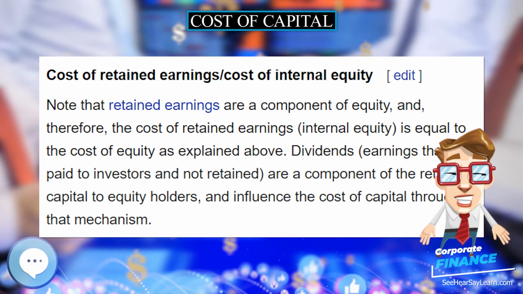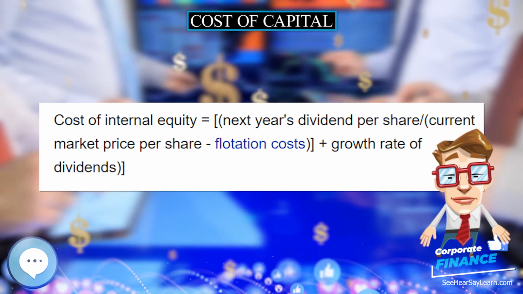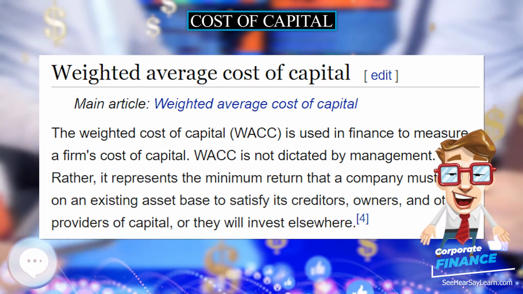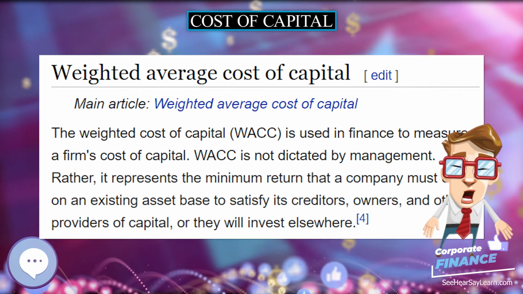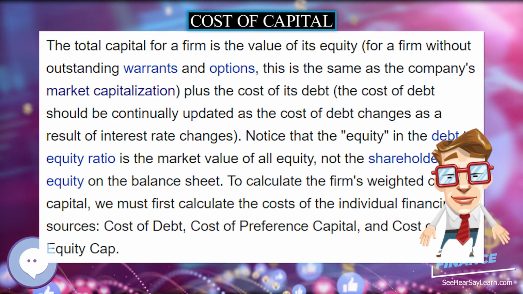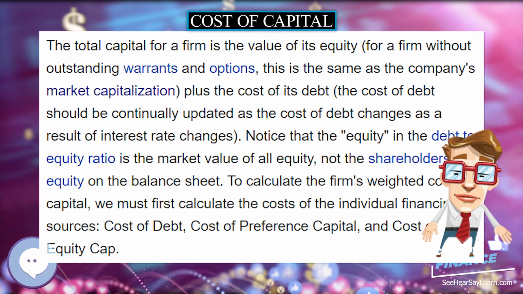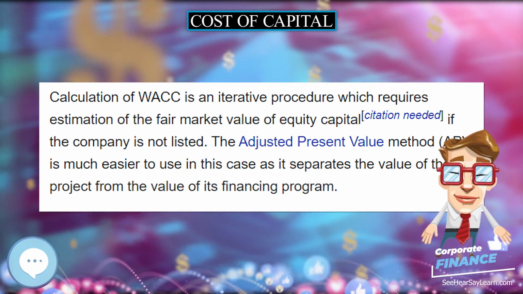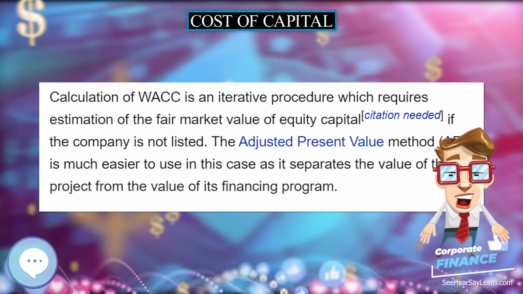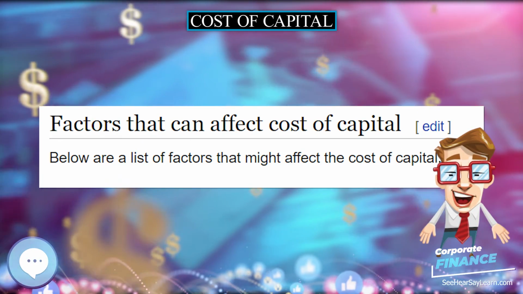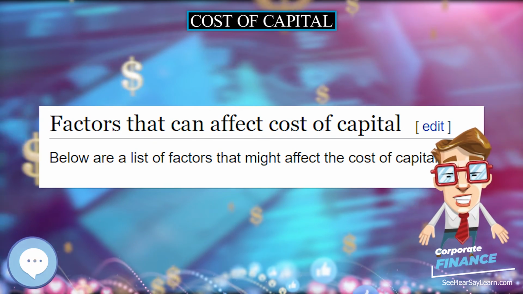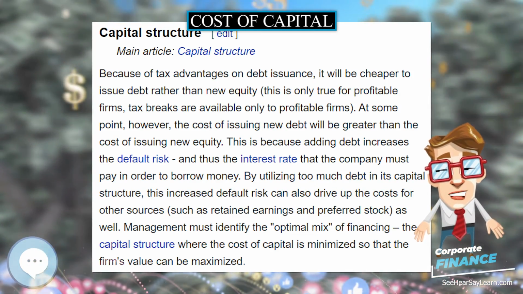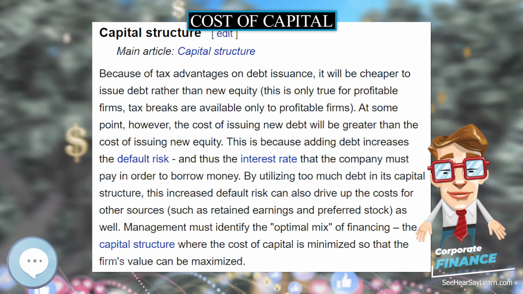To calculate the firm's weighted cost of capital, we must first calculate the costs of the individual financing sources: cost of debt, cost of preference capital, and cost of equity capital. Calculation of WACC is an iterative procedure which requires estimation of the fair market value of equity capital if the company is not listed. The adjusted present value method, APV, is much easier to use in this case as it separates the value of the project from the value of its financing program.